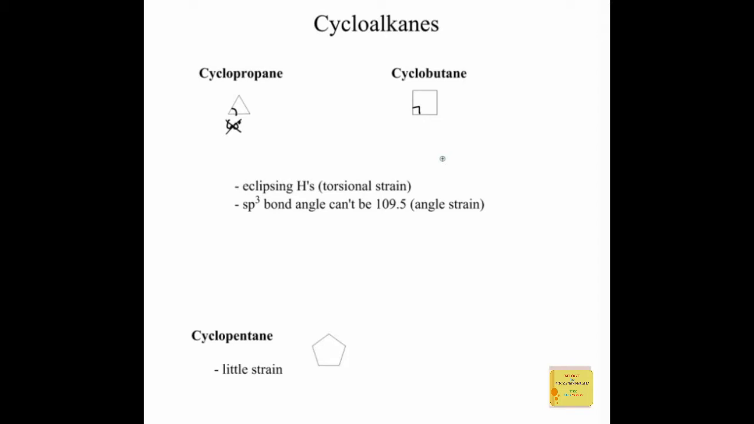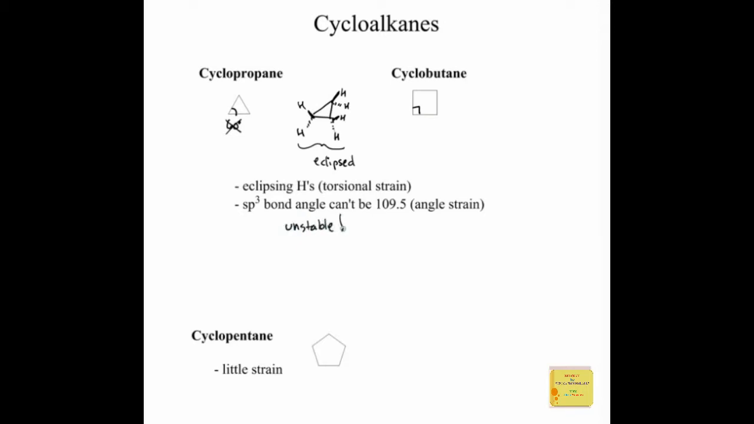Unlike the regular butane, where we could rotate in various conformations, this is locked into this rigid structure, and so there's no way to get around that. So when you take a look at cyclopropane, you have this wedge and dash hydrogen and this wedge and dash hydrogen, and they are all eclipsing each other. And so that offers some torsional strain as well. So both cyclopropane and cyclobutane are unstable molecules.